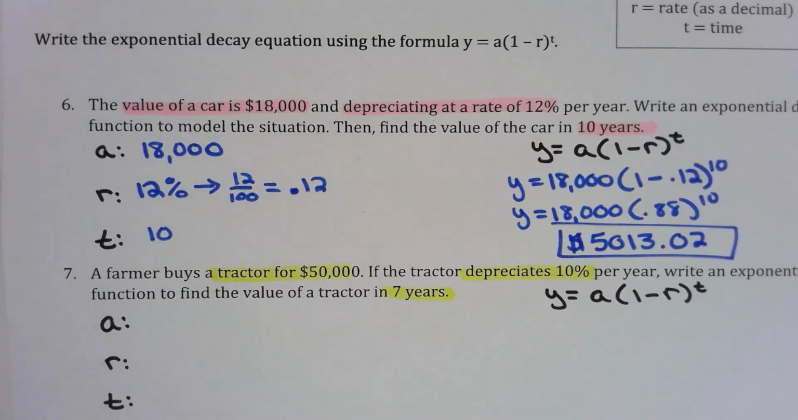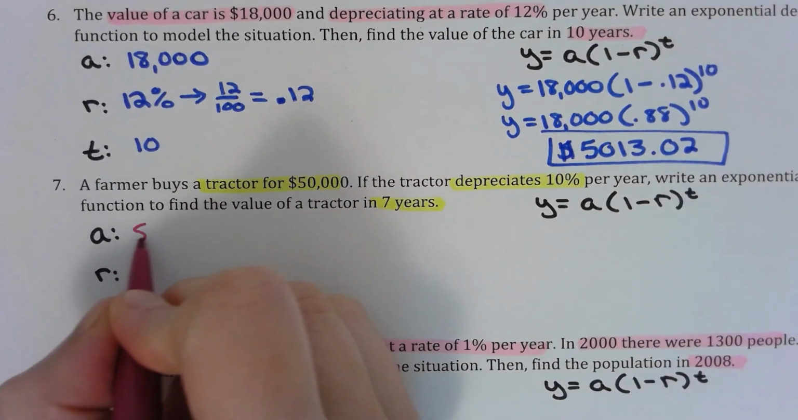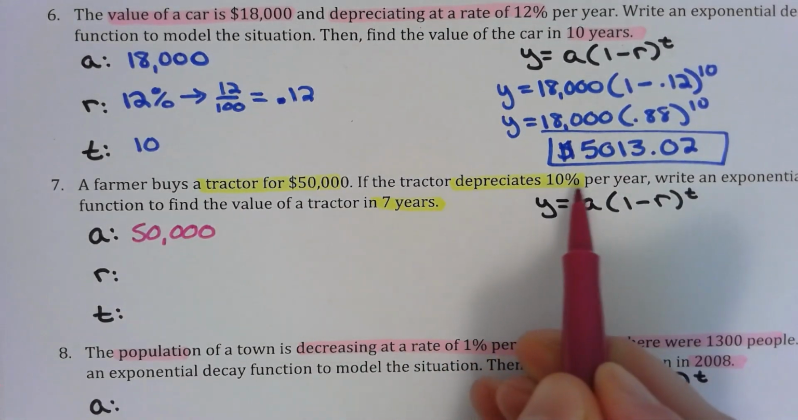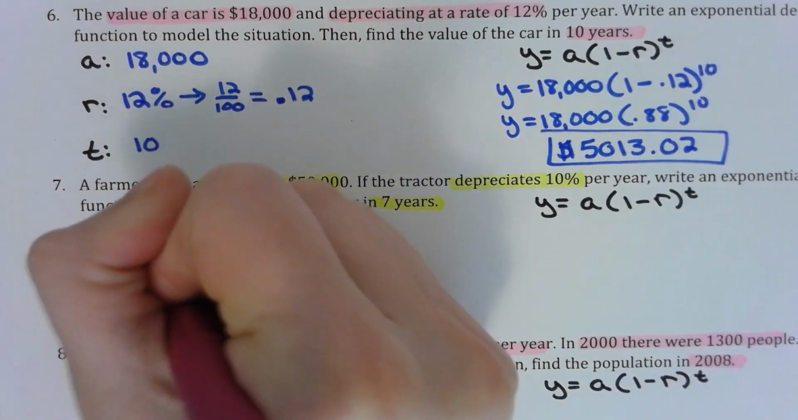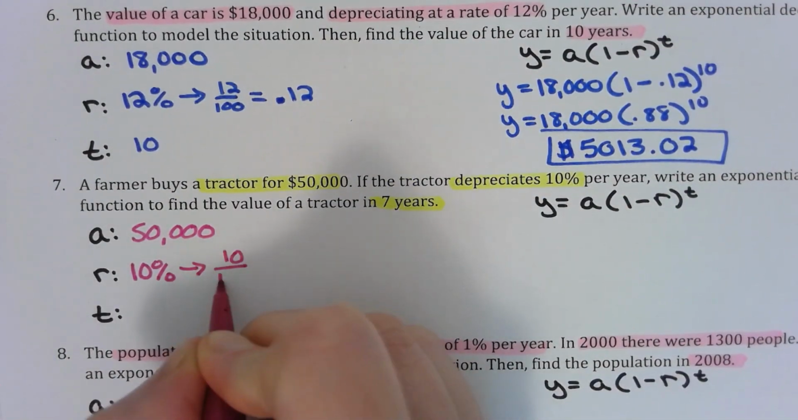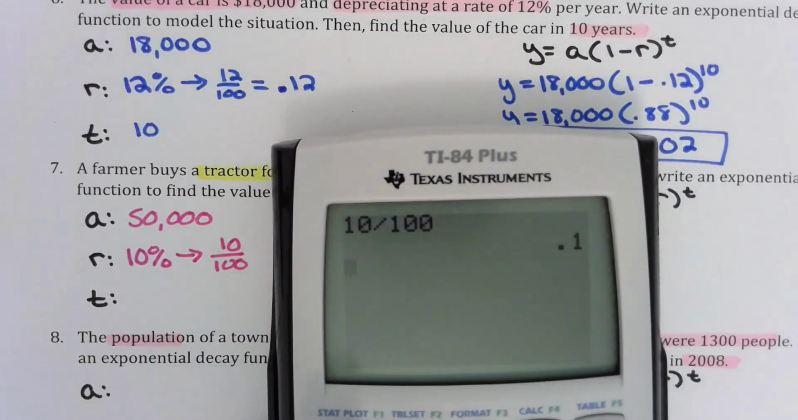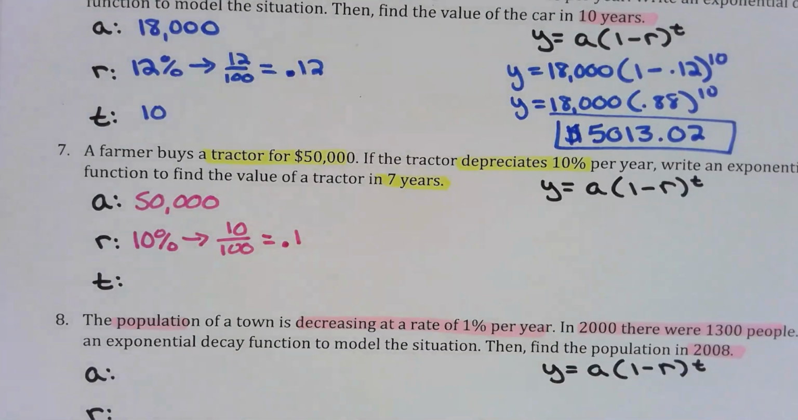Number 7. A farmer buys a tractor for $50,000, so that's going to be how much it was worth originally. If the tractor depreciates 10% per year, so it's losing value, write an exponential decay function for 7 years later. Okay, 10%. Remember, whatever you're doing, when you do 10 divided by 100, it's going to look like this. 0.1. Or you can put 0.10, it is the same thing.